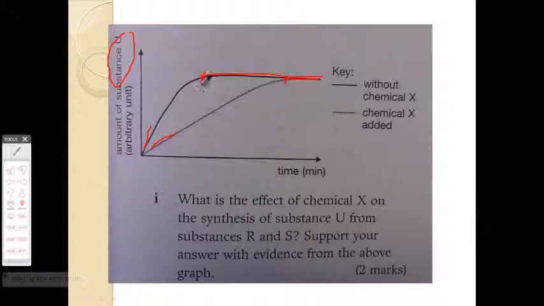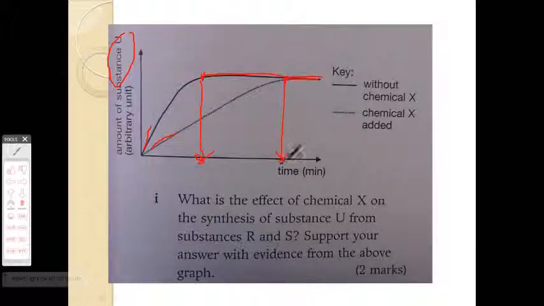So you look back to the x-axis, meaning that when it reaches the horizontal line, the reaction has stopped. So the reaction stopped at this point much earlier than with chemical X added. This is also something that you can look at when you are interpreting the graph.